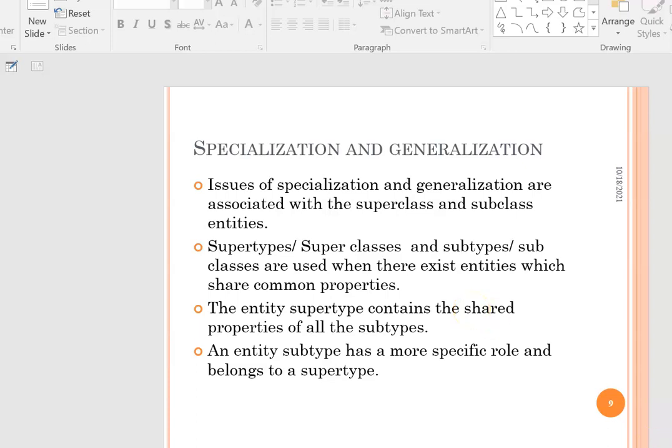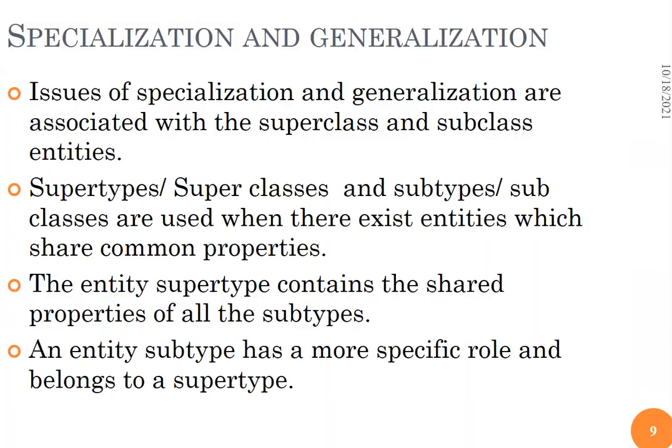Okay, so specialization and generalization. Issues of specialization and generalization are associated with two things: superclasses and subclasses, and also with what we call inheritance, which could be attribute inheritance or relationship inheritance.